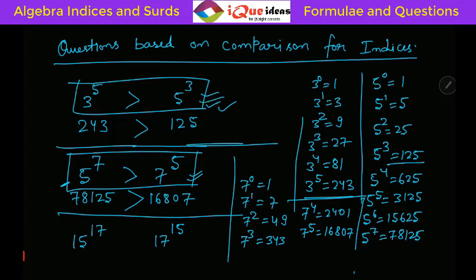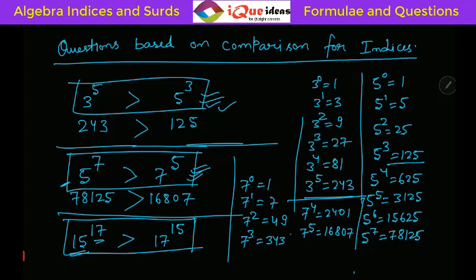Just by looking at these two relations, you can see that 15 raised to 17 will be greater than 17 raised to 15, right? Whenever the smaller base has a higher power, it will be the higher number. So whenever we have two numbers in which the base and the power are interchanged, then that number will be larger which has a smaller base and higher power. All right. Let me put it this way.